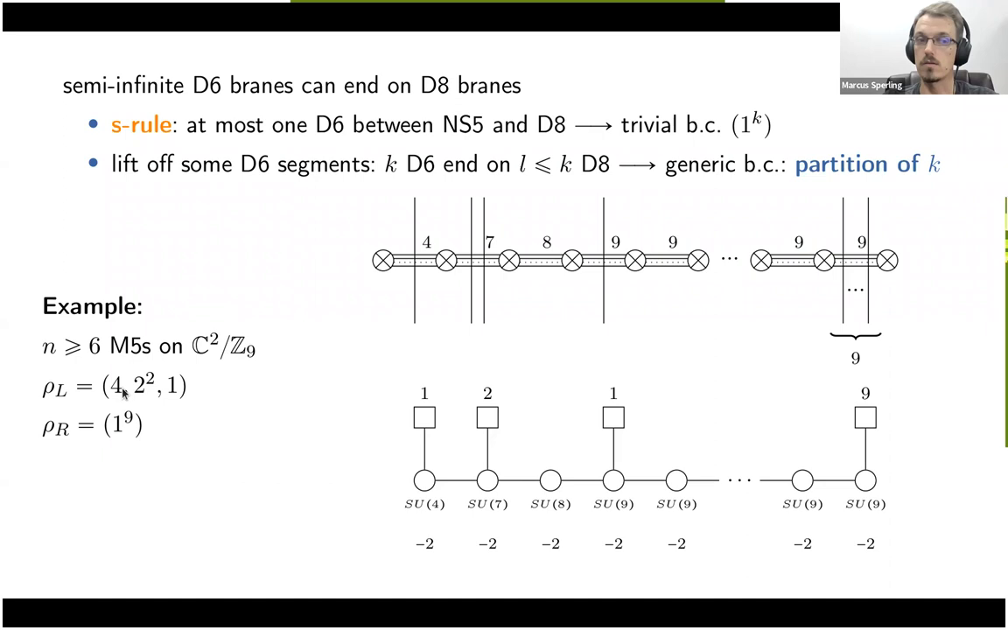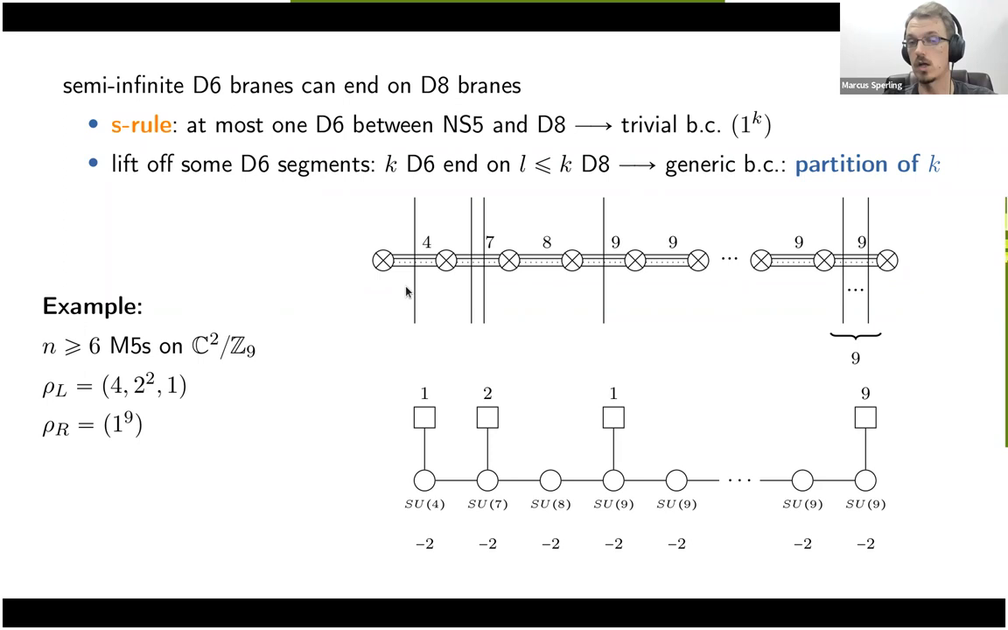And then the right boundary condition tells you trivial, meaning we have 9 D8 branes in the first interval from the right-hand side. Similarly, on the left-hand side, we're going to have 1 D8 brane in the fourth interval from the left-hand side. We're going to have 2 D8 branes in the second interval from the left-hand side, and 1 D8 brane in the first interval from the left-hand side. So now we have placed the D8 branes.